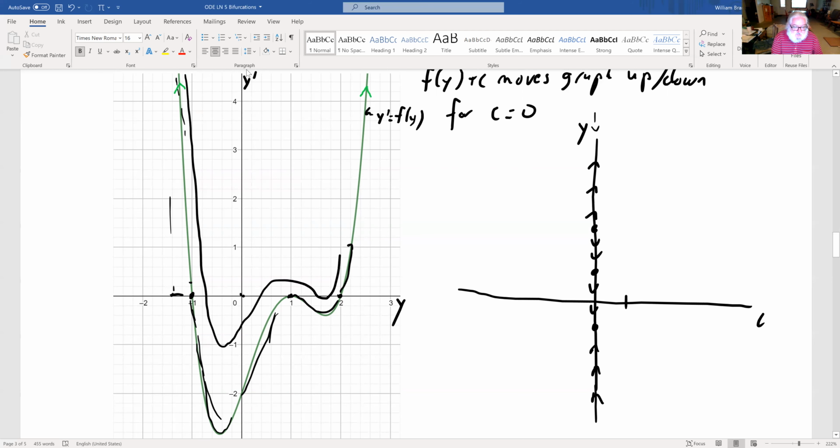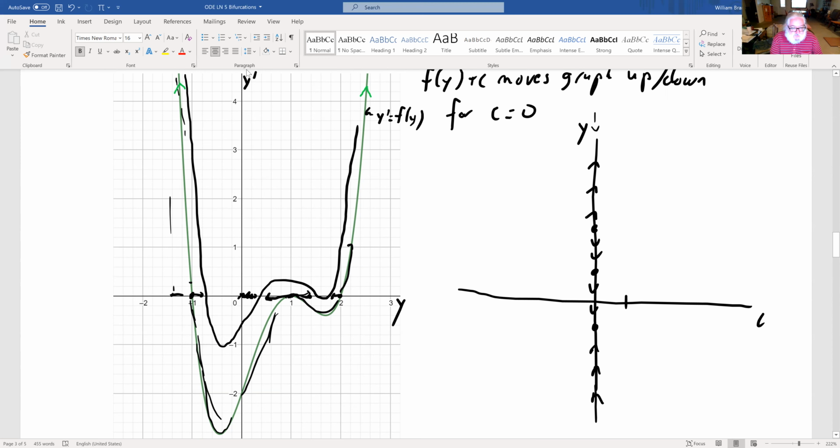So if I raise it a little bit, I get something like that. What does that mean? Well, my equilibrium moved from minus 1 up a little bit, from 0 up a little bit. And this equilibrium actually split into 2, right? This one split into 2. It gave birth to one over there, and it gave birth to one over there. And then this one moved in a little bit.